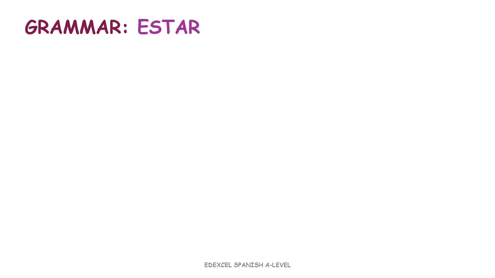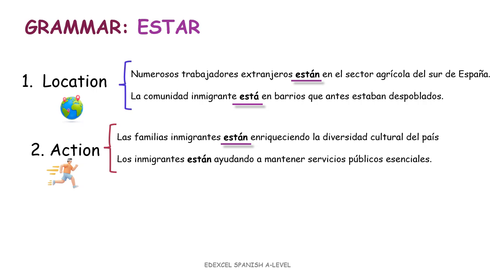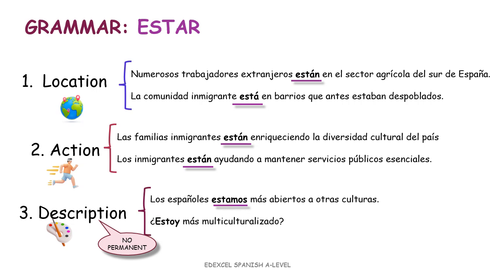Let's see some examples with estar first. Location. Numerosos trabajadores extranjeros están en el sector agrícola del sur de España. La comunidad inmigrante está en barrios que antes estaban despoblados. Action. Las familias inmigrantes están enriqueciendo la diversidad cultural del país. Los inmigrantes están ayudando a mantener los servicios públicos esenciales. Description. Los españoles estamos más abiertos a otras culturas. ¿Estoy más multiculturalizado?